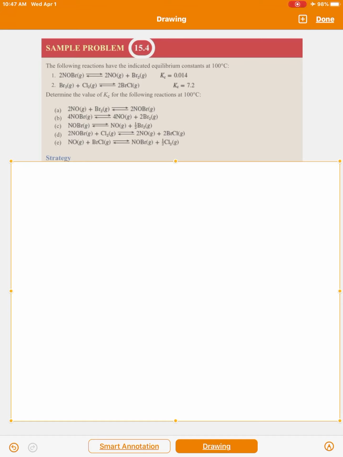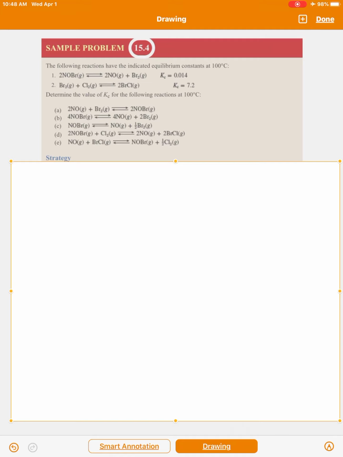Okay, here's sample problem 15.4. The following reactions have the indicated equilibrium constants at 100 degrees C. So they give us two reactions. The first one is 2NOBr in equilibrium with 2NO and Br2, and they give us the value Kc, which is 0.014. The second reaction is Br2 plus Cl2 gives us 2 BrCl, and the Kc for that one is bigger, it's 7.2.